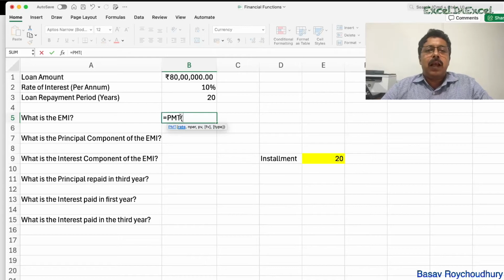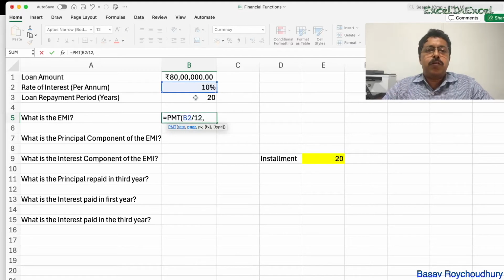Now, as you can see here, it asks me what is the rate, what is the N per, that is the total number of periods, what is the PV, and FV and type are optional here. Now, it's a loan, right? So what is my rate of interest? First it asks me the rate of interest. So the rate of interest is 10%. However, mind you that it is a monthly installment. So the rate of interest which is given per annum, I'll divide it by 12, and therefore we have the interest rate per month.